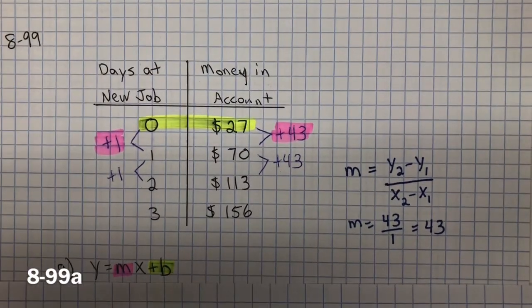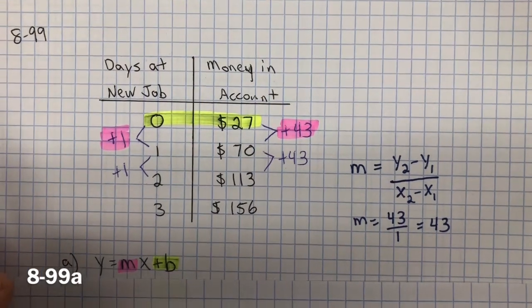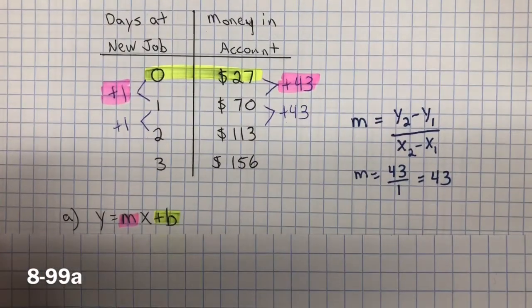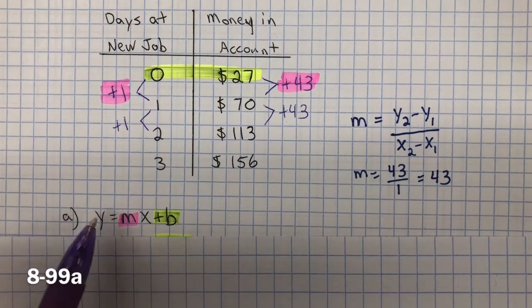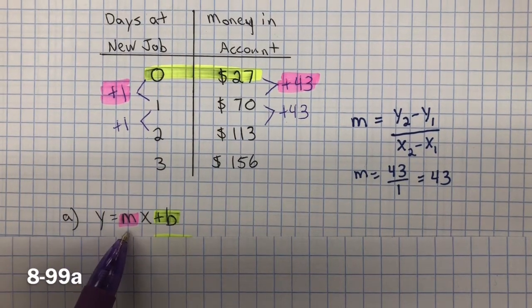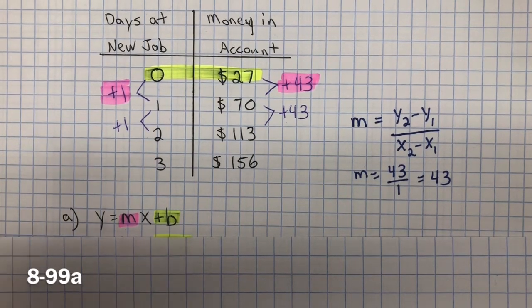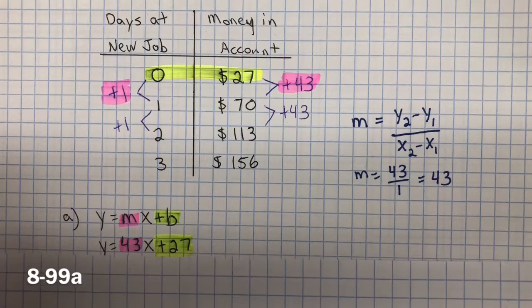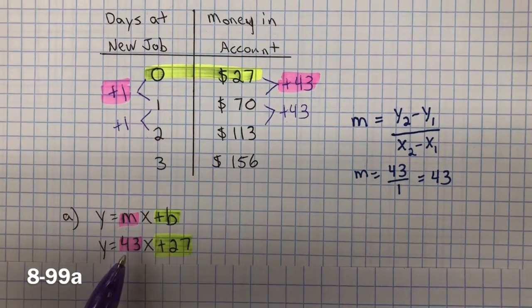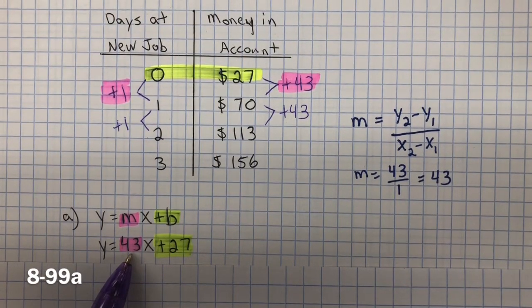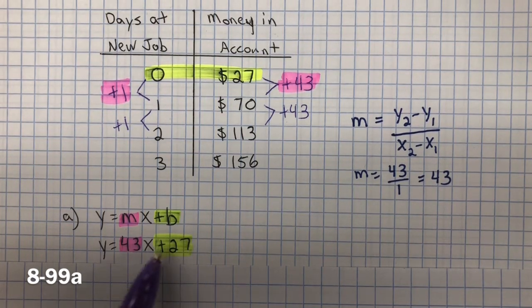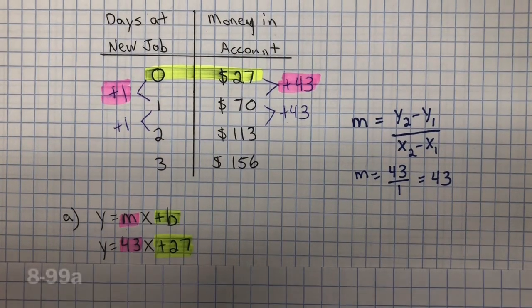So, to write the rule or the equation, we set it up into slope-intercept form. Y equals mx plus b. M represents the slope or rate of change. B represents the initial value or the y-intercept. So we have a rate of change of $43 per day, and the initial value, or what he started with, is $27 in his account.